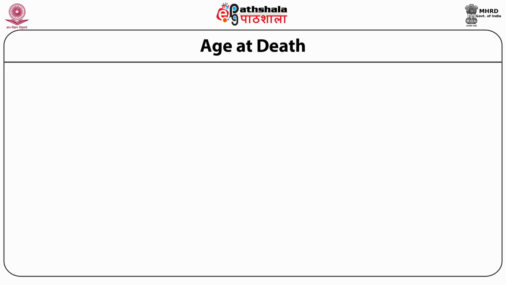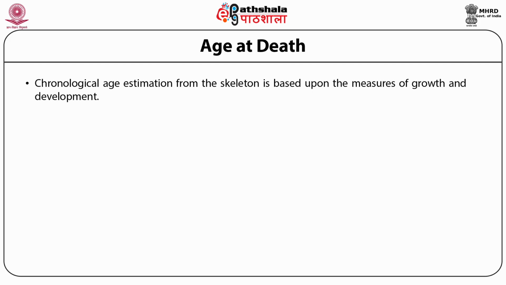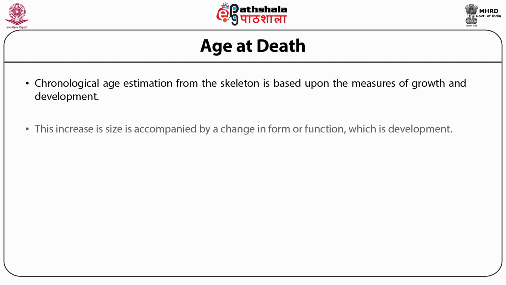Now, I will tell you about age estimation at the time of death in the juvenile and young adult stage. Chronological age estimation from the skeleton is based upon the measures of growth and development. Growth refers to the increase in size. The increase is accompanied by a change in form or function, which is development. Maturity is the attainment of adult form and function.